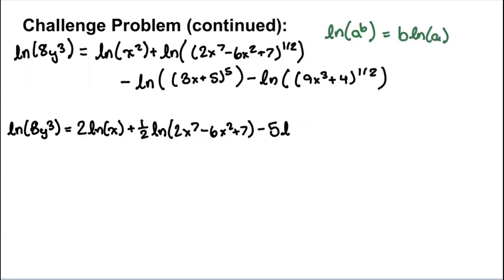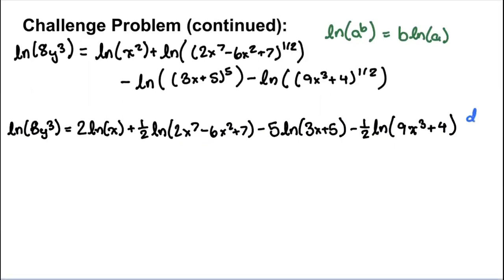Minus 5 ln of whatever is inside, minus 1/2 for ln, can't forget that, of whatever was inside. Great. Now we can actually start our differentiation process.